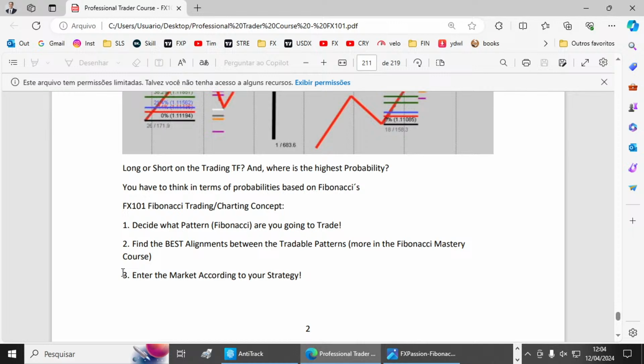So decide what pattern Fibonacci you are going to trade. Of course, find the best alignment between the tradable patterns. Which would be, it would be better if we change the order, so number one would be find the best alignments between the tradable patterns, then decide. And number three, enter the market according to the strategy.